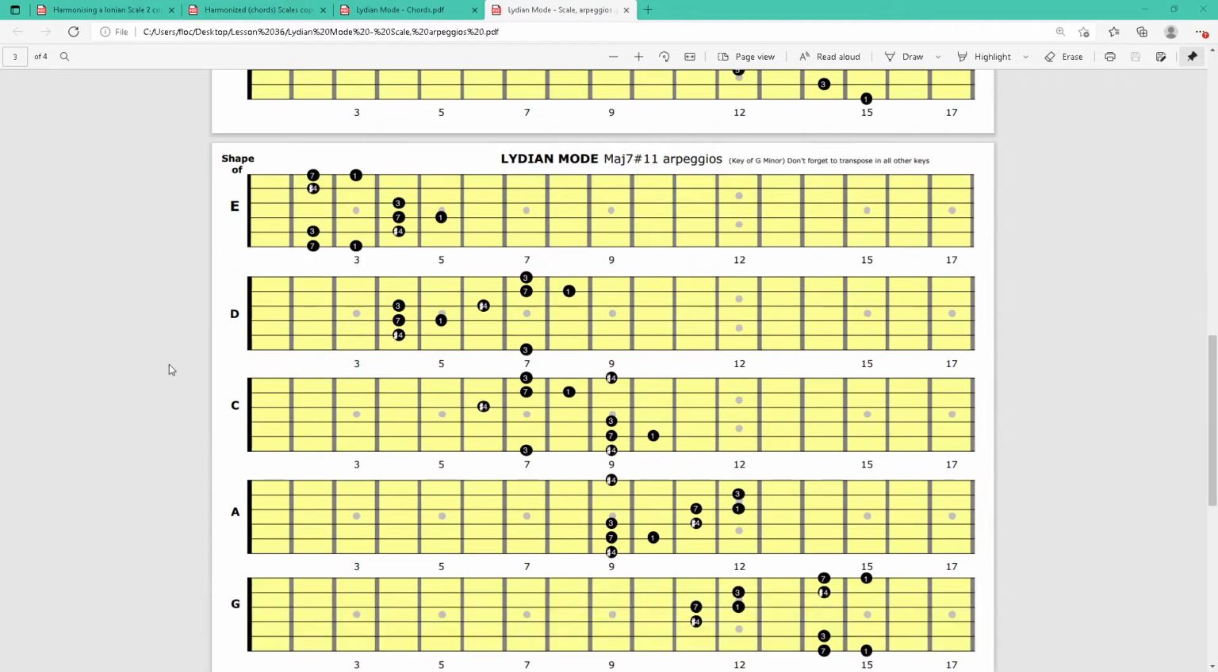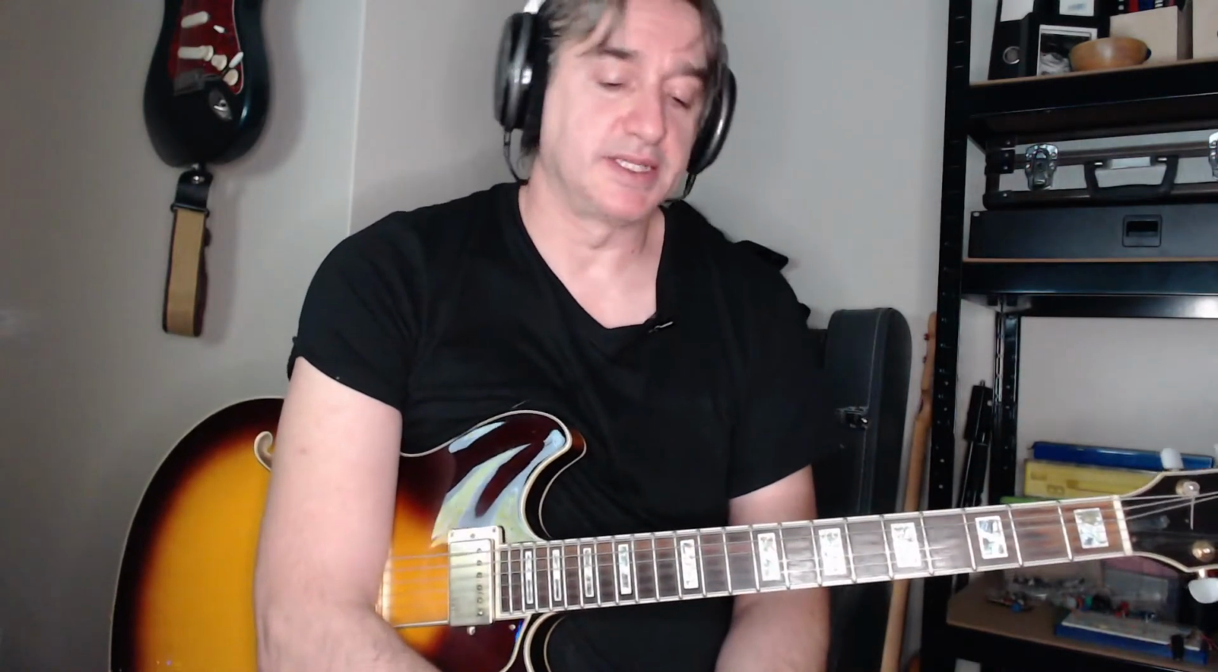On the third page, you see a major 7 sharp 11 type of arpeggio. This can be interesting because it's peculiar. It's a very Lydian sound. What I mean by that is 1, 3, 5, major 7, 9. In terms of arpeggios, they are common with the Ionian.